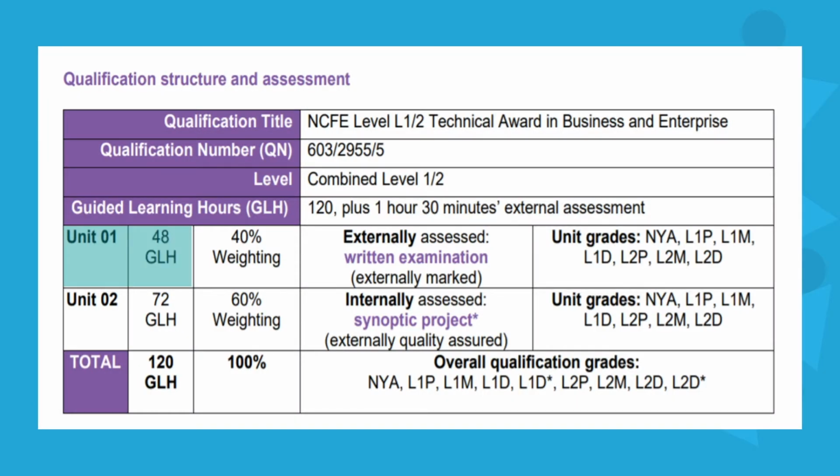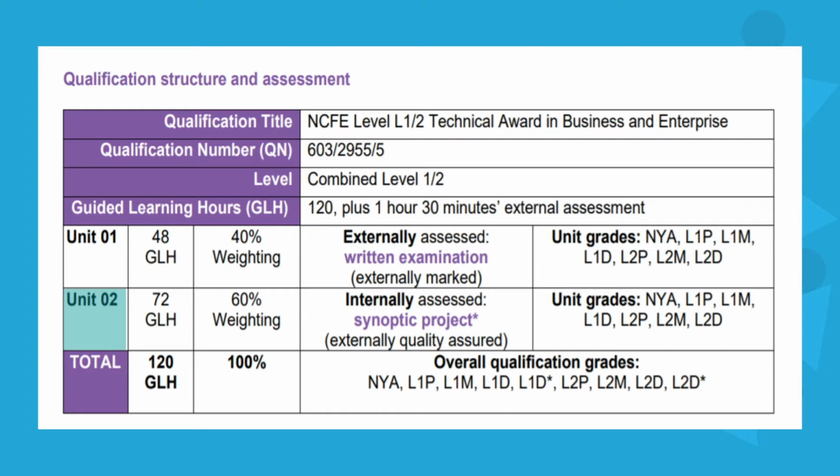Unit 1 constitutes 48 guided learning hours plus a 90-minute exam. It is the externally assessed unit and is worth 40% of the overall mark. Learners can achieve a range of grades from not yet achieved to a Level 2 distinction in this unit. Learners are only assessed on content and knowledge from Unit 1 in the external assessment.